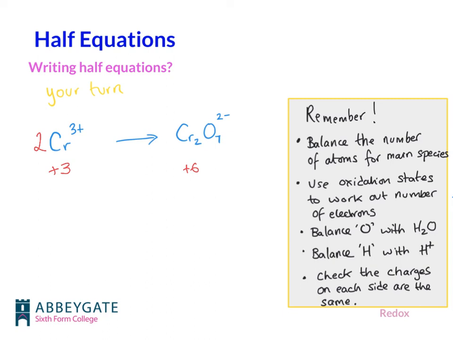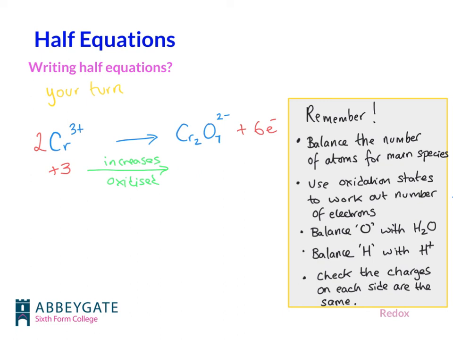This means, if we have a look at this, we're going from +3 to +6. It's increasing. And if our oxidation state increases, it's being oxidized. This means that each of our chromium ions must be losing 3 electrons, and because there's 2 of them, that's 6 electrons in total. So we're going to need to put 6e- on the right-hand side to show that 6 electrons are being lost.